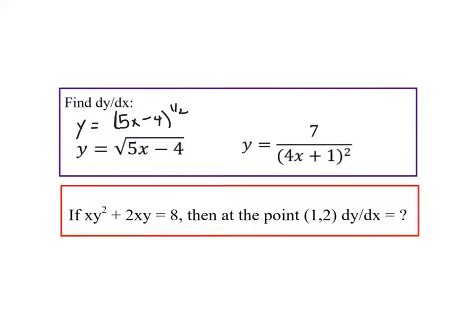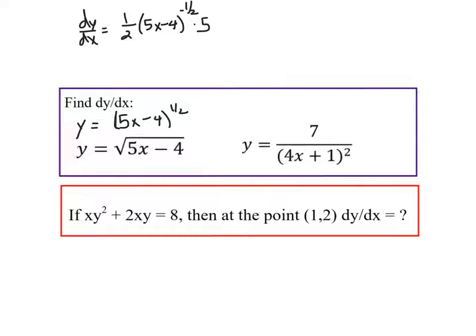So the derivative, dy dx, is equal to, I bring the 1/2 up front, I leave the inside alone, so it becomes 5x minus 4. Now it's to the negative 1/2, and then multiplied by the derivative of the inside, which is 5. Okay, so the calculus portion of this is now done.